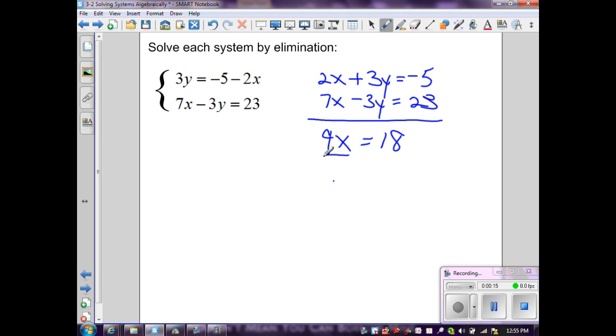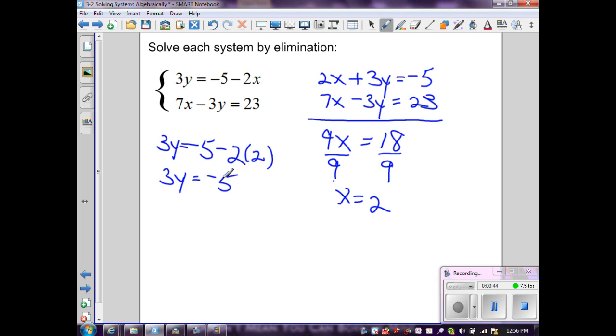On my equation, I'm going to divide both sides by 9, and my solution for x is 2. Now I just take that value for x and substitute into one of my equations from the beginning. Here I'm going to use the top equation. That gives me 3y equals negative 5 minus 2 times 2 when I substitute in for x. That gives me 3y equals negative 5 minus 4. 3y equals negative 9.